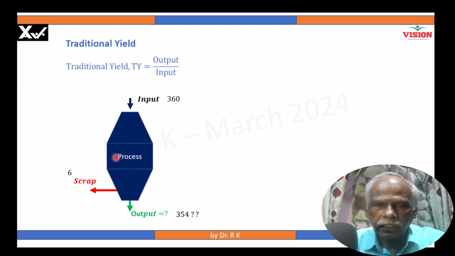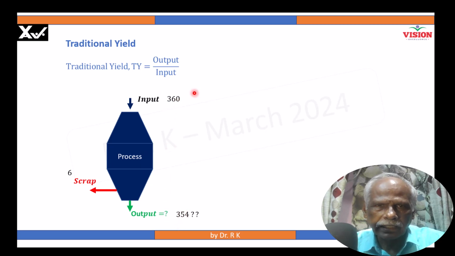See, here is a process. The raw material input of 360 items are going inside the process, and 6 of them were scrapped and 354 of them were produced as output for sale. So what is the traditional yield?